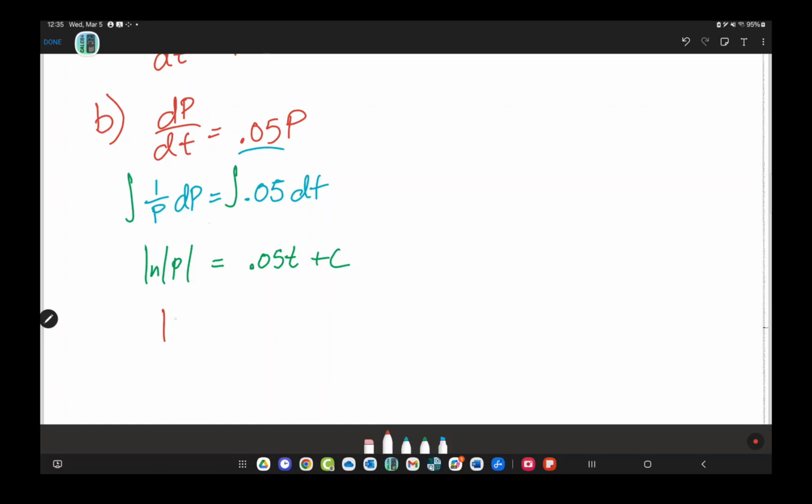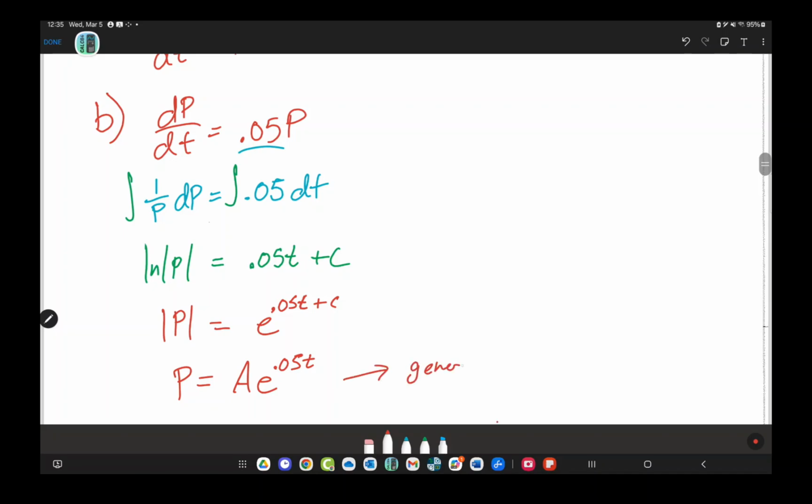Now, absolute value of P is equal to e to the 0.05 T plus C. So P is equal to A e to the 0.05 T. Now, this is our general solution.